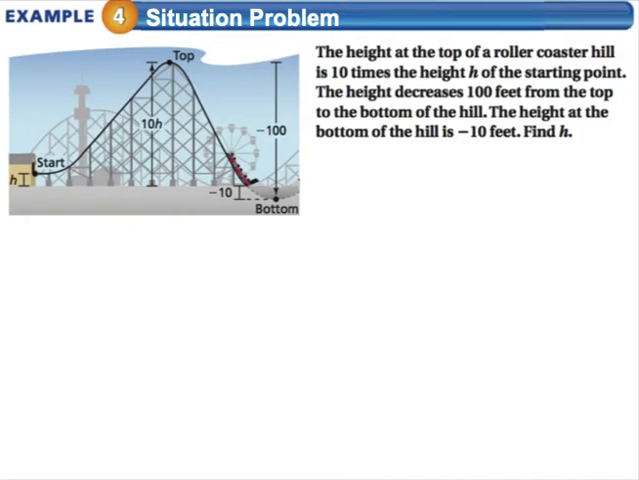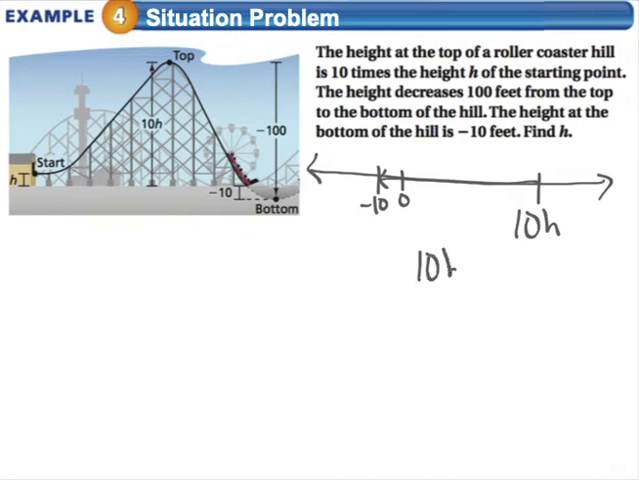The height at the top of a roller coaster hill is 10 times the height h at the starting point. The height decreases 100 feet from the top to the bottom of the hill. The height at the bottom of the hill is -10 feet. It looks like it goes below ground. Find h. All right. This is kind of a number line type problem. To show you what I mean, let me reference a number line. We start at 10 times h, and then we are going to go past 0 to -10. That is subtraction. So we start at 10h, we go down 100, and we end up at -10.